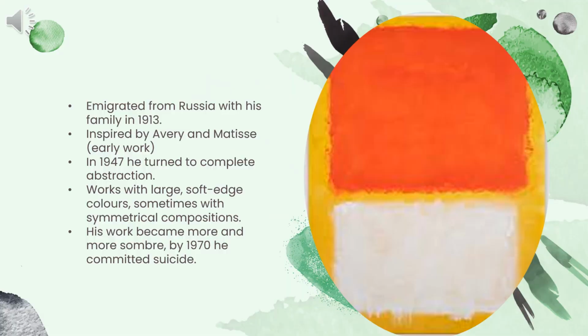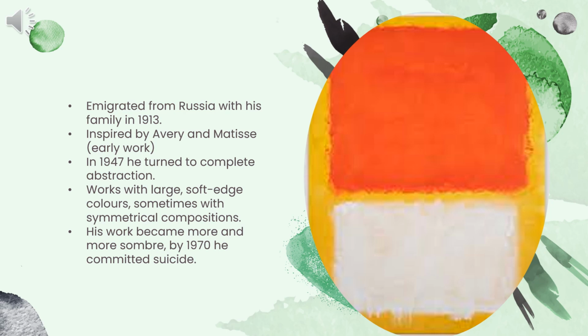Up next is a very famous color fields painter, Mark Rothko. Some of you may have heard of him. He's mentioned in a lot of series and movies because his paintings sell for quite a lot of money. He immigrated from Russia with his family in 1913. Remember, this is during the First World War.